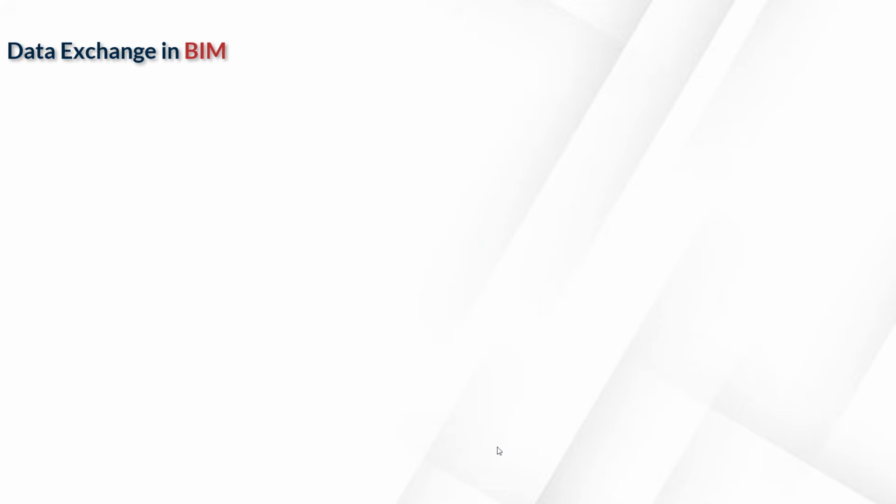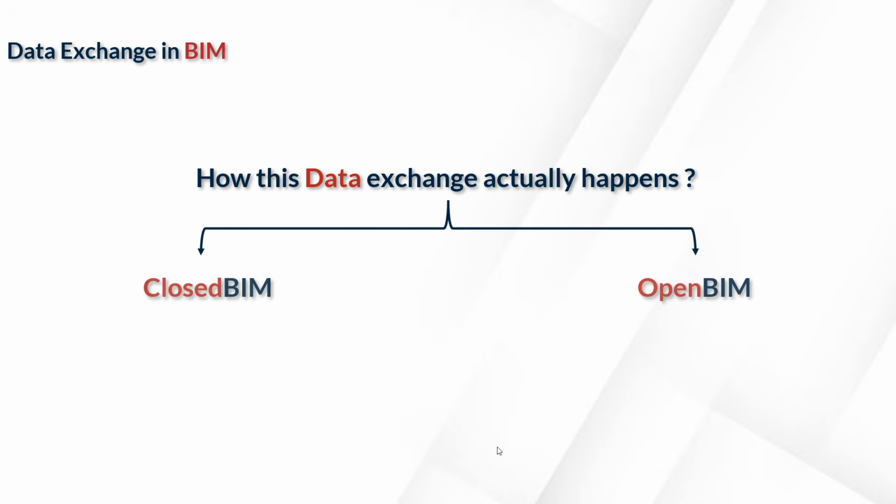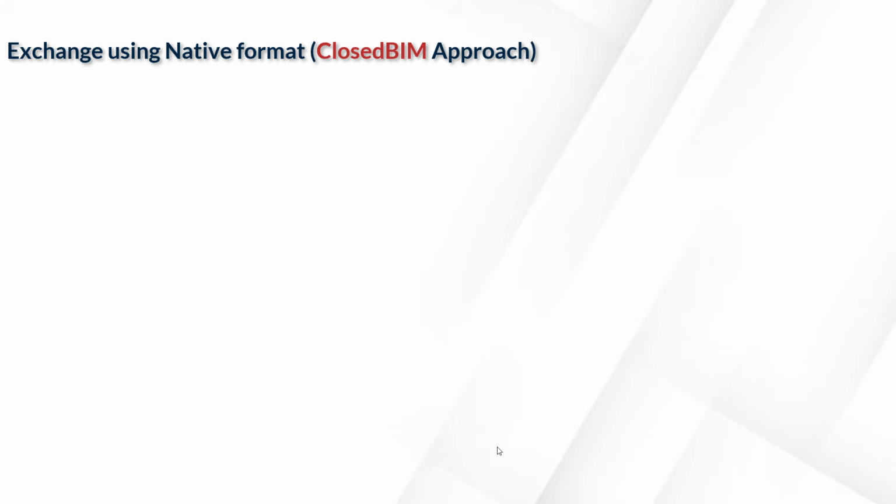Now that we have seen that the model exchange begins between disciplines, let's talk about how this exchange actually happens. So in BIM, models can be shared in two main ways. That is the closed BIM and the open BIM. So now let's see what is a closed BIM approach.